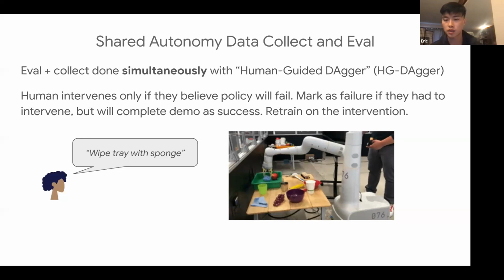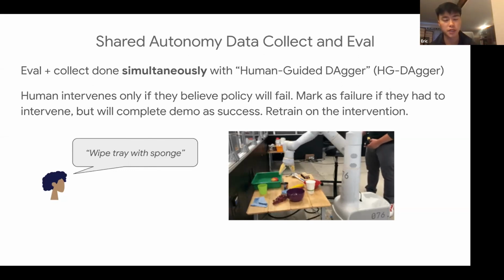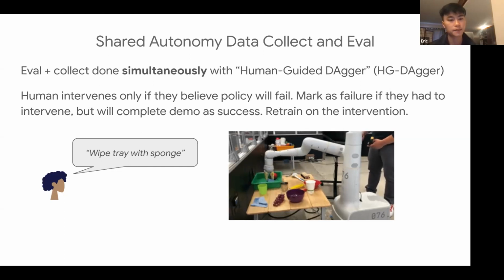Very similar to autonomous driving startups, we built a system that lets people take over, and we use the corrections to provide more demo data for the robot. So the robot does have some capability to recover from mistakes because of this data.